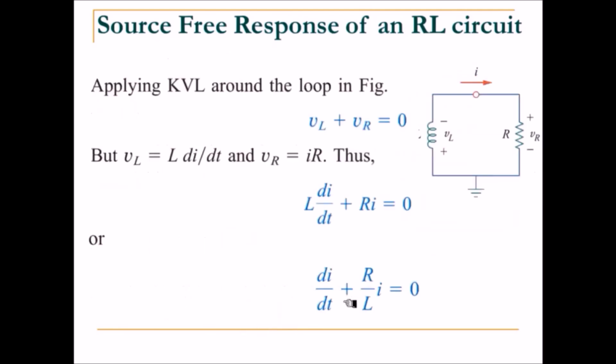So applying KVL around the loop, we have only inductor and resistor. So voltage across the resistor plus voltage across the inductor is equal to 0, right? Since it's a source-free circuit, there will not be any voltage source in the circuit, so the sum is equal to 0. We know that the voltage across the inductor is equal to L into di by dt, and voltage across the resistor is equal to i into R. So substituting the VL and VR values, we have L into di by dt plus R into i is equal to 0, or we can rearrange the equation in the form shown in figure.